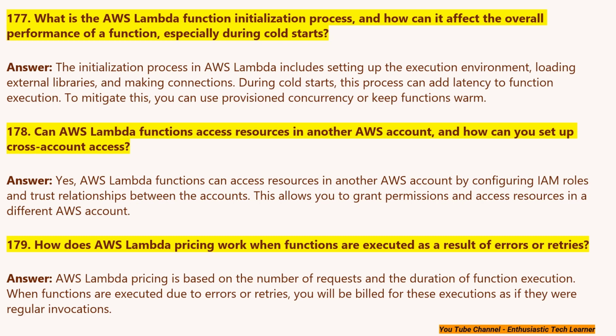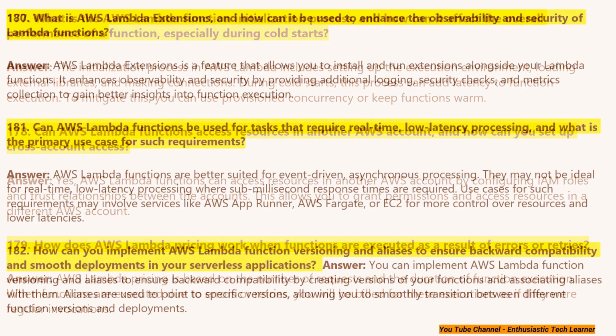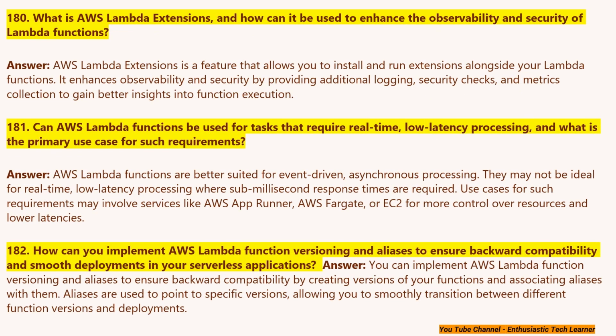How does AWS Lambda pricing work when functions are executed as a result of errors or retries? AWS Lambda pricing is based on the number of requests and the duration of function execution. When functions are executed due to errors or retries, you will be billed for these executions as if they were regular invocations.